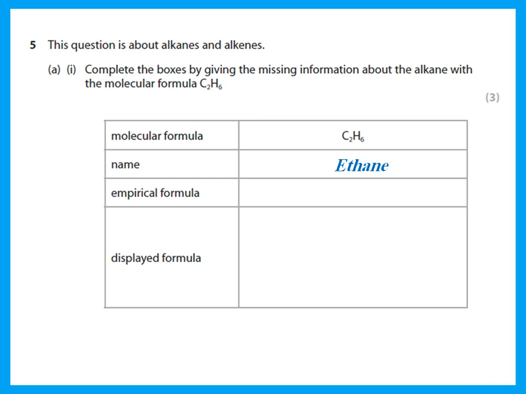Now, what is the empirical formula? You remember what is empirical formula? Empirical formula is the one showing the simplest ratios. So instead of saying C2H6, I can divide through by 2, and my empirical formula would be CH3. Now, displayed formula means I draw it all out, showing all the bonds. So I want something with 2 carbons and 6 hydrogens, and this is how we draw.